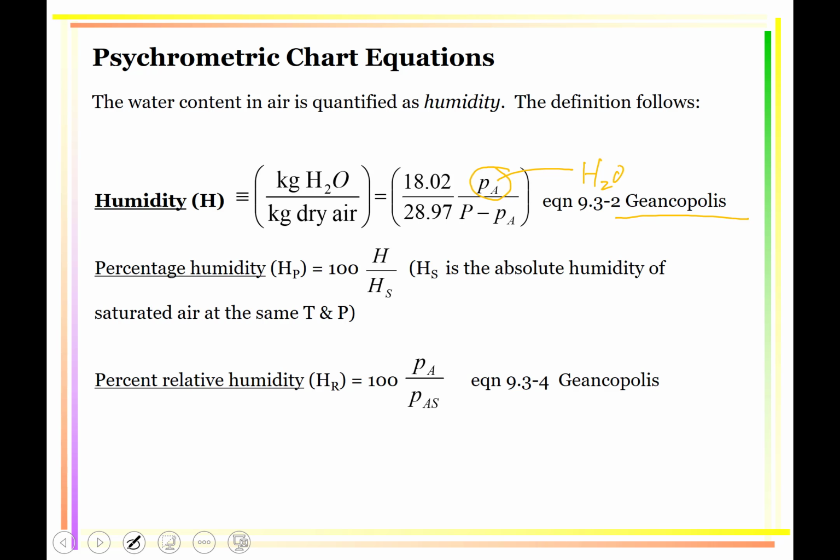So the partial pressure of water divided by the total pressure minus the partial pressure of water. Okay, and this is the molecular weight of water and the molecular weight of air. So these other ones, percentage humidity, we haven't actually used that one. There's the percent relative humidity. Actually, I think that's the one that we use for relative humidity.